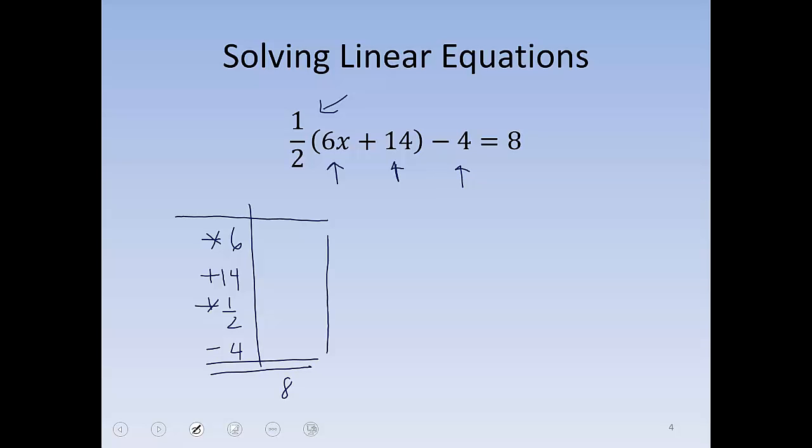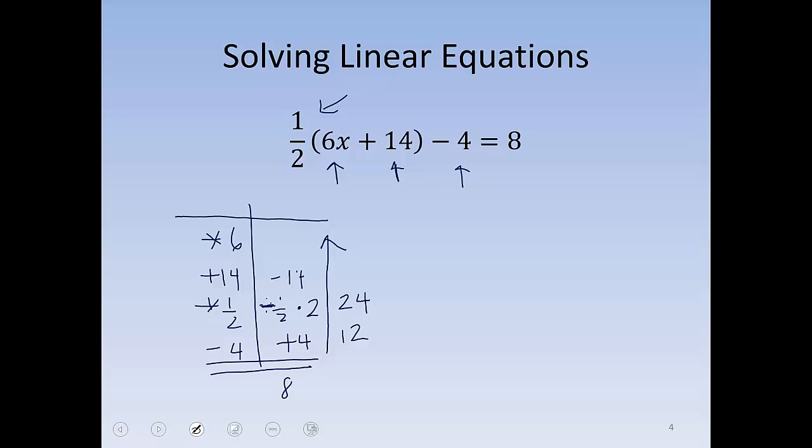So let's undo those from the bottom up. I will have to add 4. That gives me 12. Now here's two options. I could divide by 1/2, or I could multiply by 2. Both of those will do the same thing. Be careful when you're doing it in your calculator, but they're both inverses of multiplying by a fraction. I could divide by the fraction, or I could multiply by its reciprocal, and we learned that in a previous video. So I get 24.